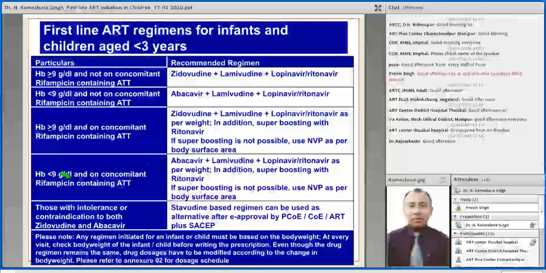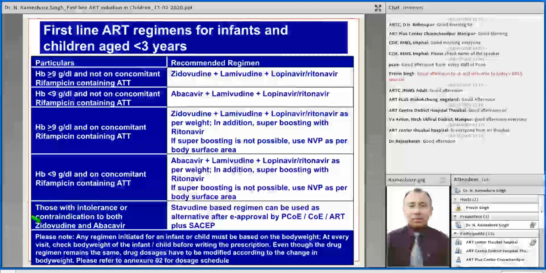When hemoglobin is less than 9 gram per deciliter and there is concomitant use of rifampicin-containing ATT, then as hemoglobin is less than 9 gram, we select abacavir. The remaining are the same, that is lamivudine, lopinavir, ritonavir with super boosting with ritonavir. And if super boosting is not available or not possible, then nevirapine can be used as per body surface area.